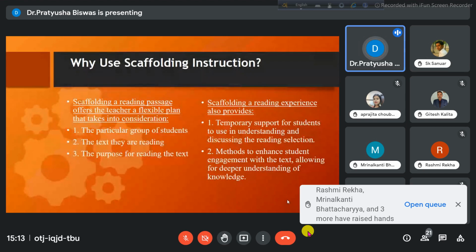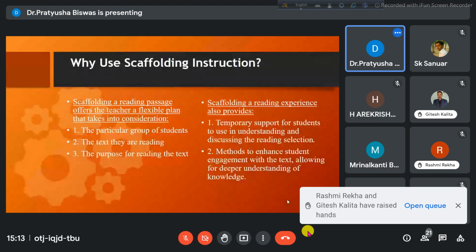So moving on, the hands can be put down. I will again ask the question. Moving on, like the points that have been discussed so far by Rashmi ji and S.K. Tanwar ji. Most importantly, when you use a scaffolding instruction, it is very important that you identify your group of students. And the particular group of students, when they are identified, you provide them a certain text when they read, and then you must state the purpose for reading.